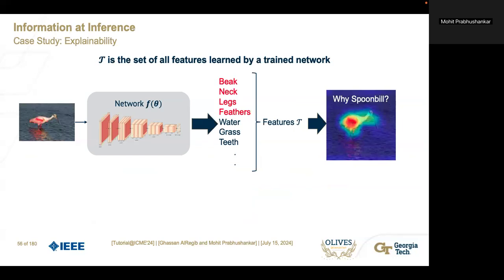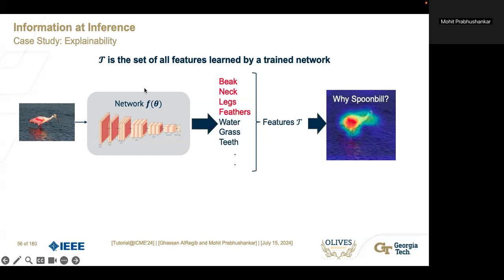On the left-hand side is a spoonbill that we have seen, we love, and it passes through a network. This network already has a lot of knowledge, a lot of information stored within it. It's dependent on beak, neck, legs, feathers, water, grass, teeth. In this case, the most important factors are the first four, which are the beak, neck, legs, and feathers. All of them combine together to give me the output that it is a spoonbill. And that's what a visual explanation needs to show us. All these important factors have to be highlighted.